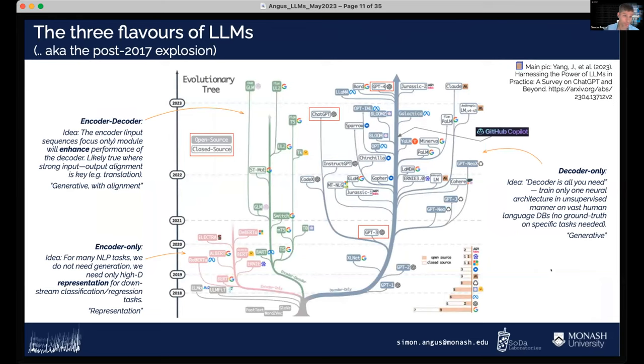Now, visually, there's a beautiful evolutionary tree of models, which has come out just a couple of weeks ago in Yang's paper.